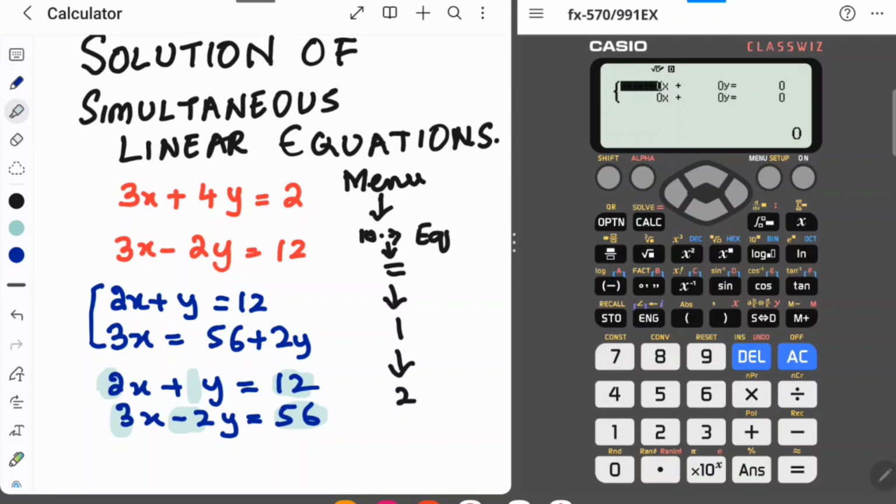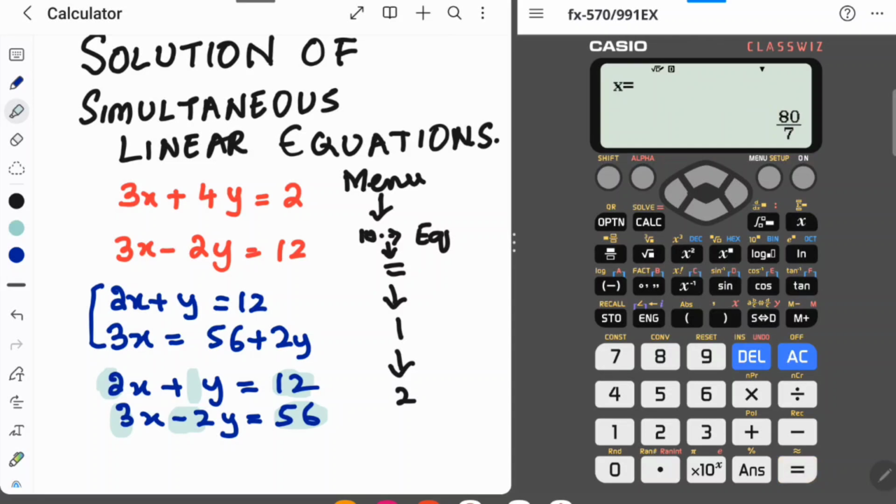Then this is 2 equals, and then 1 equals, and then 12. If nothing is there as a number, so you press 0. For example, y is not there, so in place of y you press 0 as the coefficient. Here y is there, that's why you press 1 if no coefficient is there, and then equals. Go back to the second equation. 3 equals minus 2, all right, equals, and then 56 equals, and then again equals.